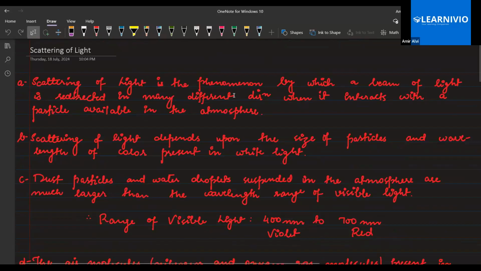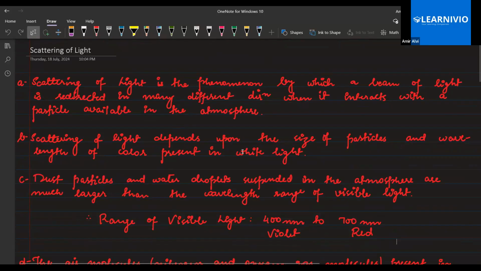Next thing, scattering of light. This is the last topic. Scattering of light is the phenomenon by which a beam of light is refracted in many directions when it interacts with a particle available in the atmosphere. Scattering of light depends upon the size of particles and the wavelength of colors present in the white light.